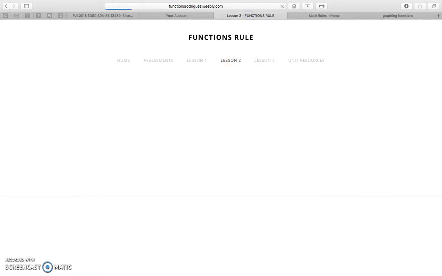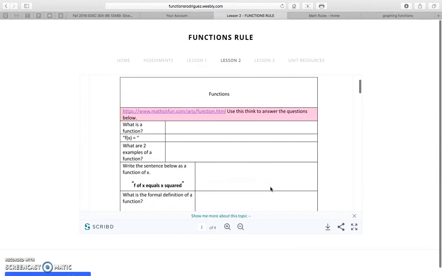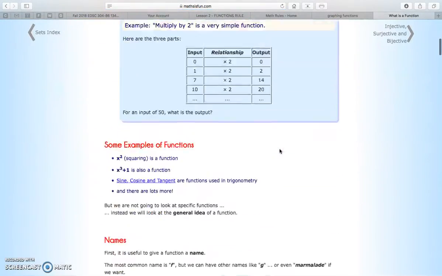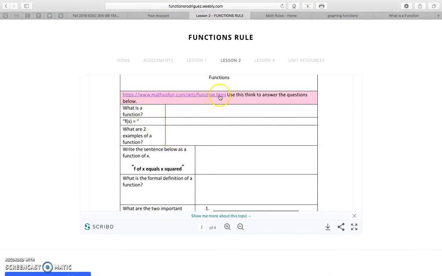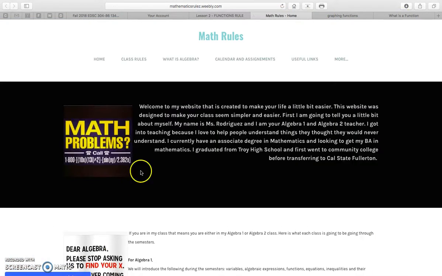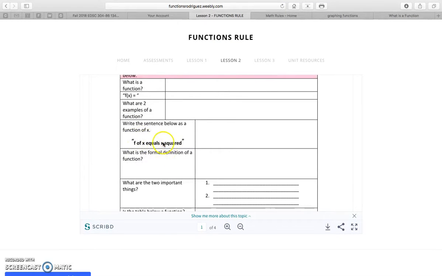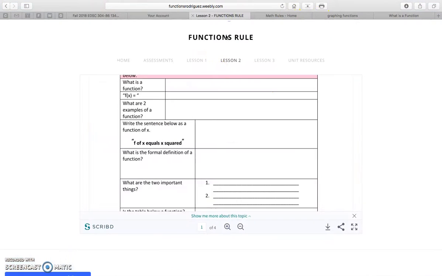functions. So lesson 2 here is basically a web quest where they have to take these links and find the answers inside each of the web pages. On this first page, you would have, what is a function, f of x equals, and things like that. And like writing the sentence below. These are all examples from here, so writing this thing here into that question was what I was going for.